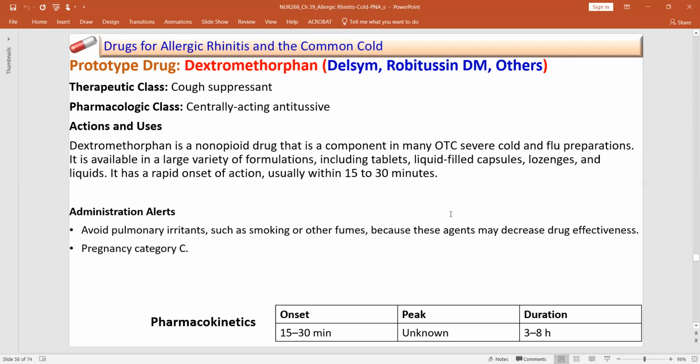It acts in the medulla. Although it has the same effect on the medulla as codeine, which is an opioid, it lacks the analgesic effect of the opioid, and it doesn't produce any dependence. However, codeine as an antitussive, or cough suppressant, can result in dependence because it's an opioid drug.